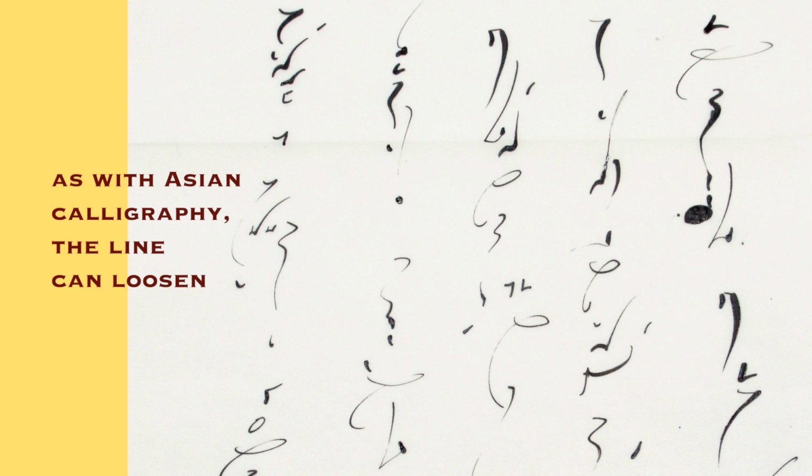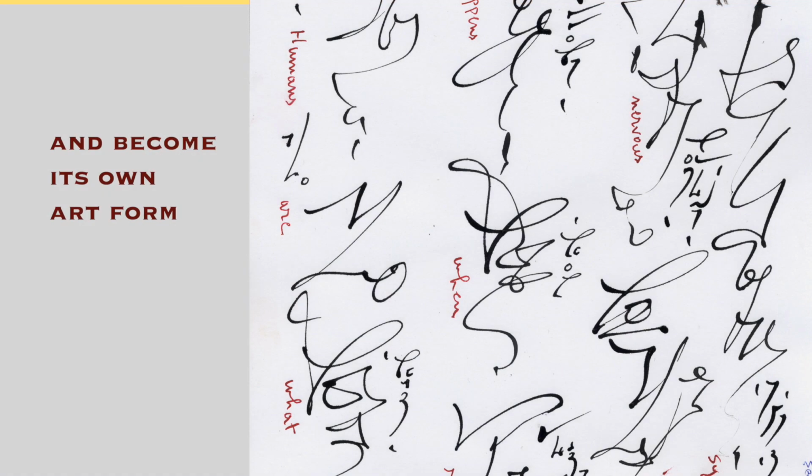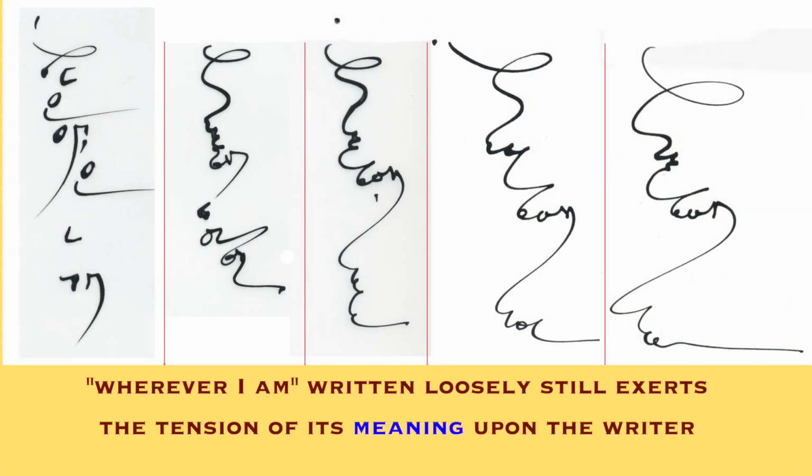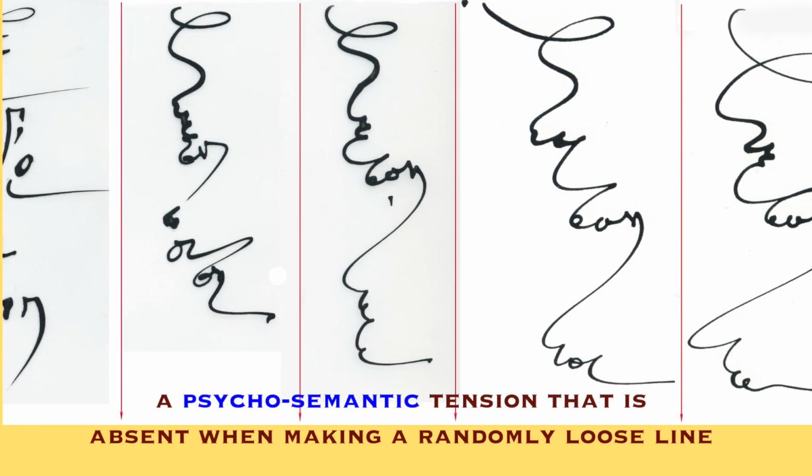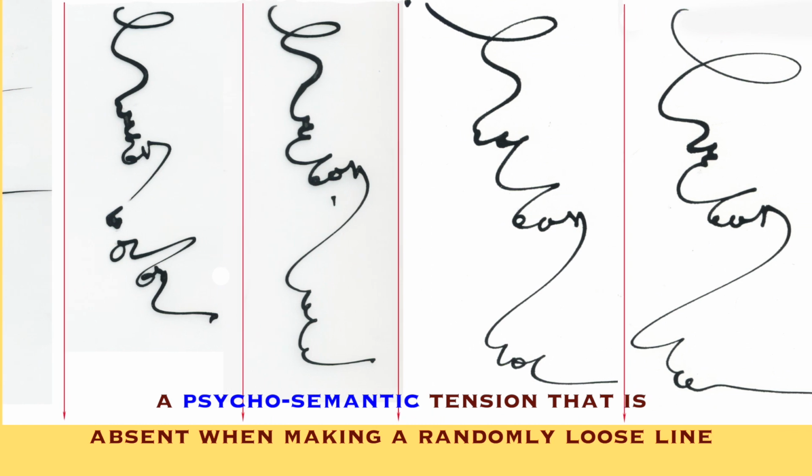As with Asian calligraphy, the line can loosen and become its own art form. Wherever I am, written loosely, still exerts the tension of its meaning upon the writer, a psychosemantic tension that is absent when making a randomly loose line.